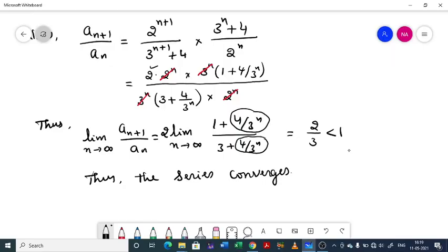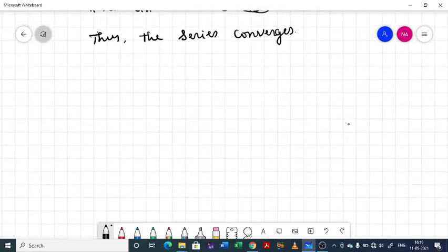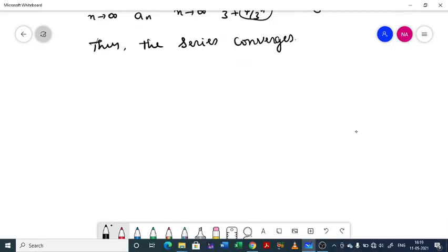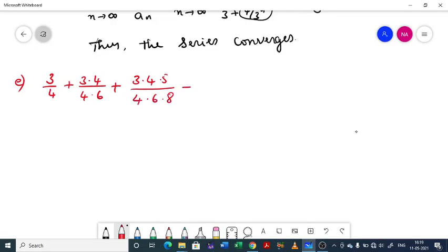Now problem E. The given series is 3 by 4 plus 3 into 4 by 4 into 6 plus 3 into 4 into 5 divided by 4 into 6 into 8, plus and so on. Solution. So given, okay, I'll write the general term directly.